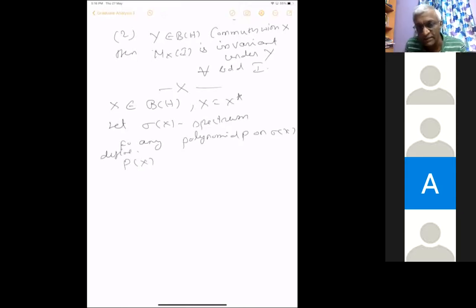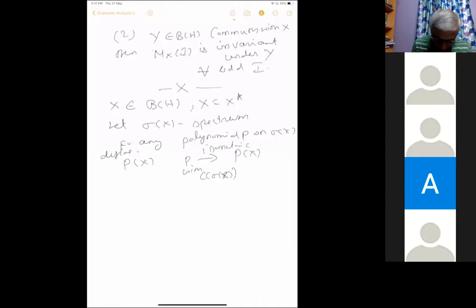And we know that this mapping, P going to P of X, preserves the norm. P is a polynomial with the norm of C of sigma of X, which is a compact subset, so it has the uniform norm over that. These two norms, this mapping is isometric. So we can extend this map to the closure of that, which is C of sigma of X.